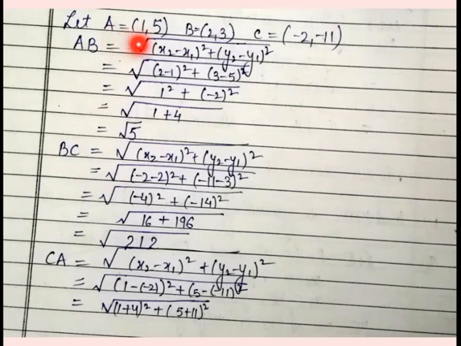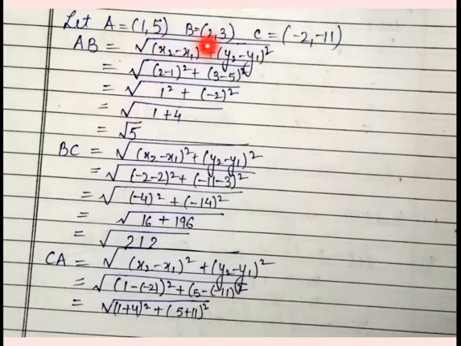Now here the 3 points are A (1, 5), B (2, 3) and C (minus 2, minus 11). First of all, let's find the distance between A and B. Square root of (x2 minus x1) whole square plus (y2 minus y1) whole square.